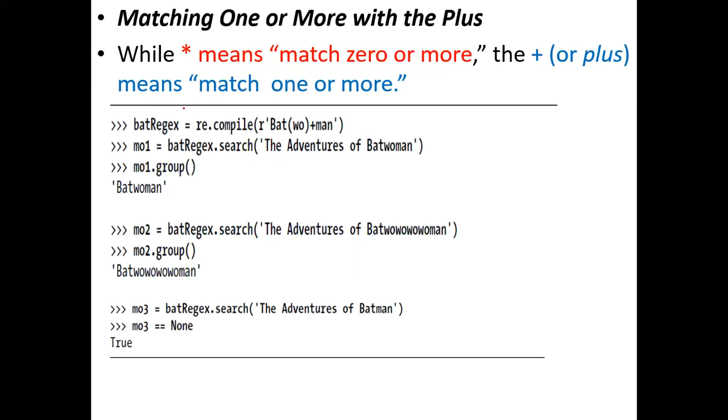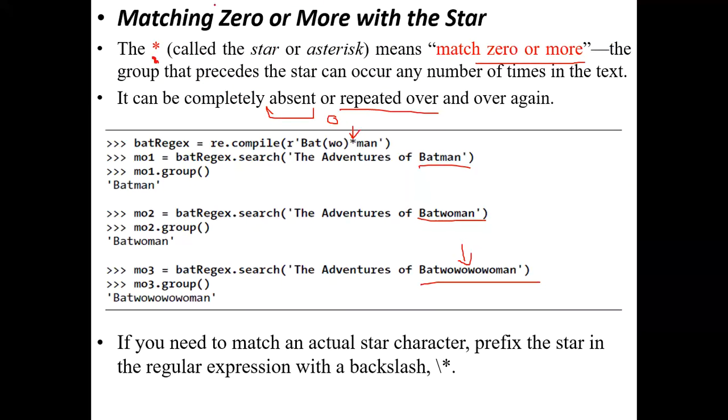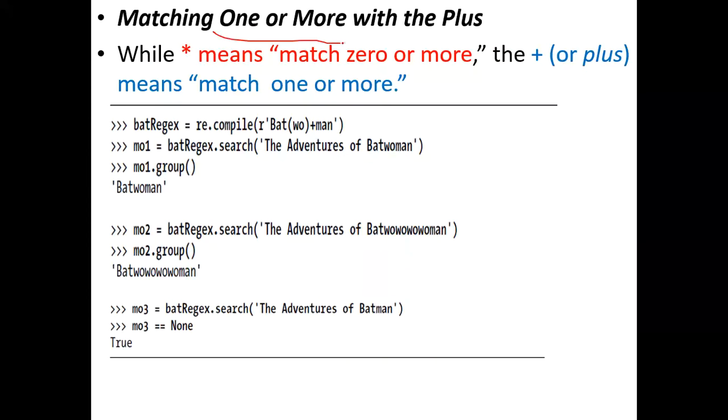In the next case, matching one or more with a plus. Previously it was asterisk, which means zero or more; plus means one or more. So star means zero or more, plus means one or more. Next we are executing the same. In this case I am using plus here, which means the string we have passed for search has to match the word a minimum of 1 time.